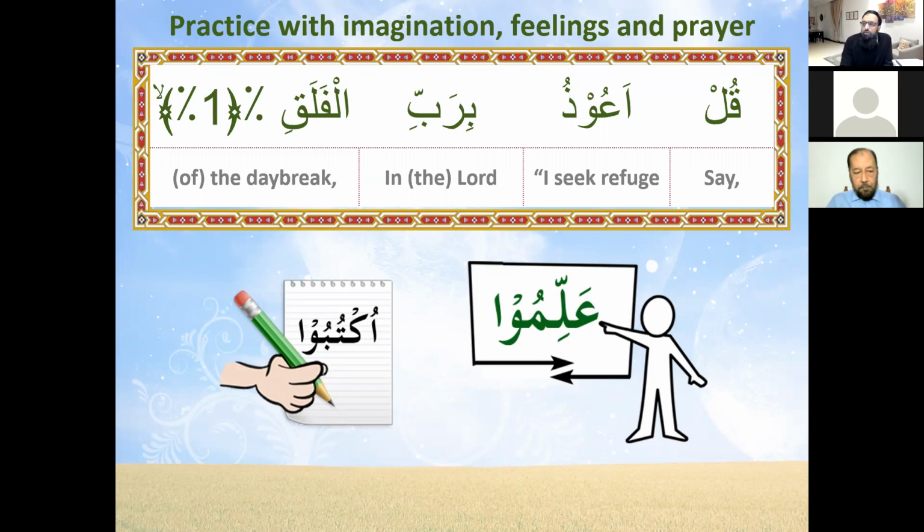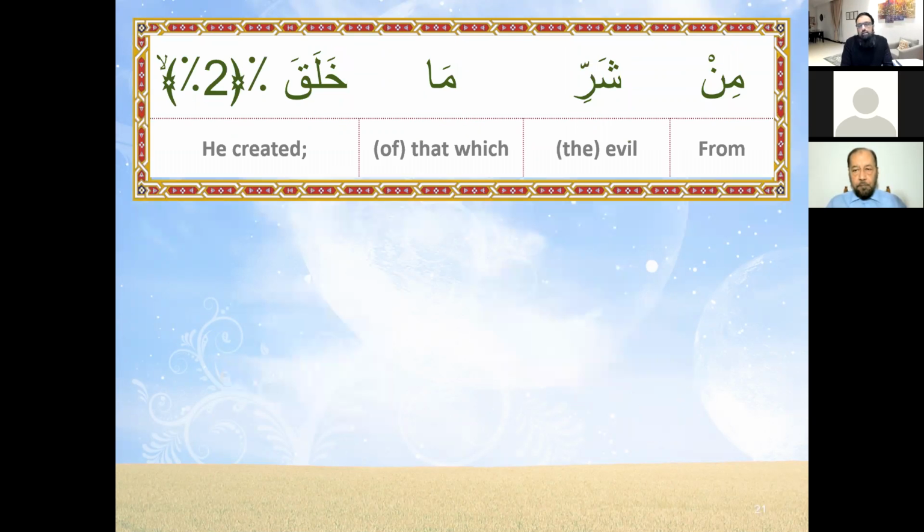Jazakallah khair. So I will read the Arabic and you will complete the English, inshallah. Qul a'udhu. I seek refuge bi rabbil falak, in the Lord of the daybreak. Jazakallah khair. So next verse is min, from.